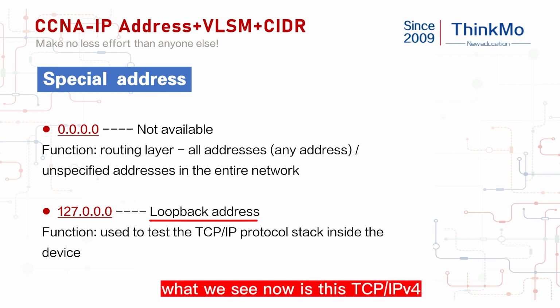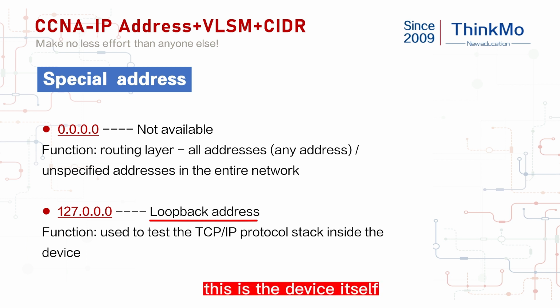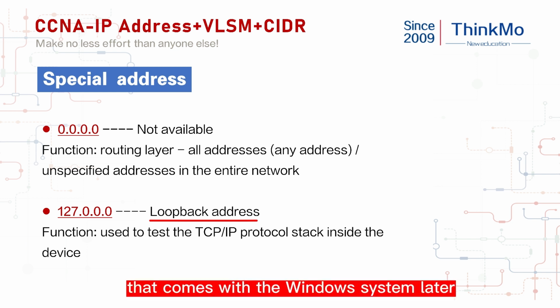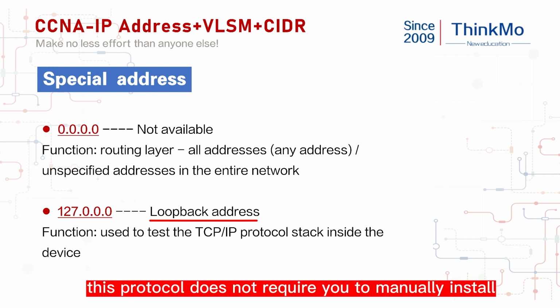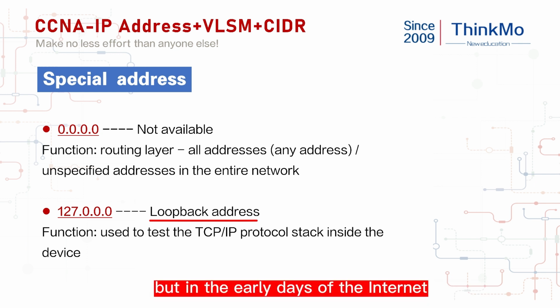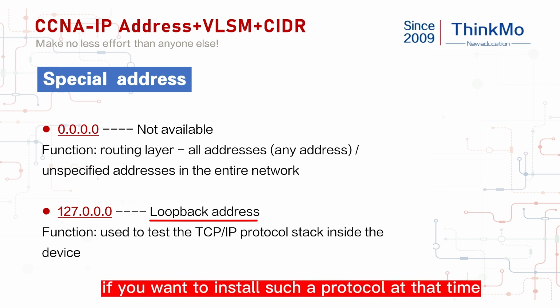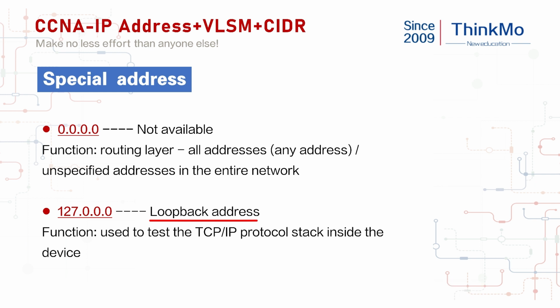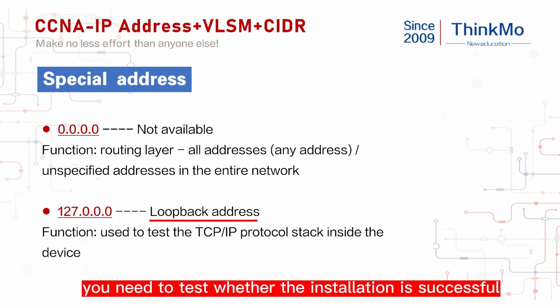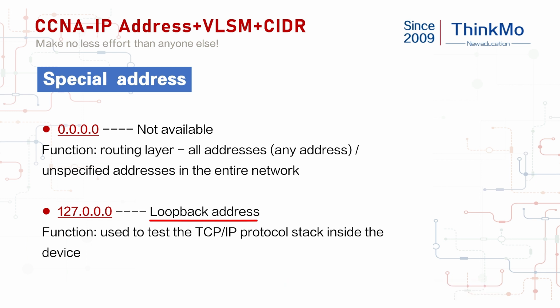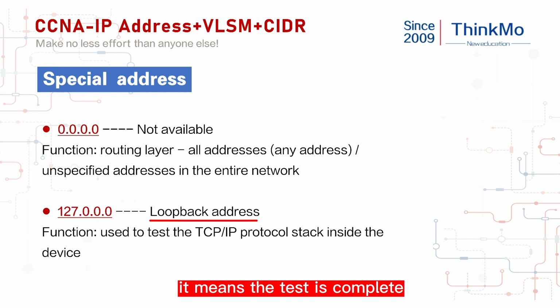What we see now is this TCP/IPv4. It comes with the Windows system, also called an integrated protocol. This protocol does not require you to install it manually. But in the early days of the internet there were a lot of protocols, for example, AppleTalk, IPX and more. If you wanted to install such a protocol at that time, after the installation was complete, you needed to test whether the installation was successful. Ping 127.0.0.1. If the ping is successful, it means the test is complete.